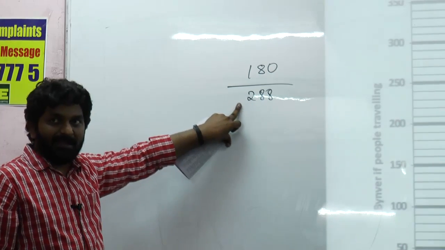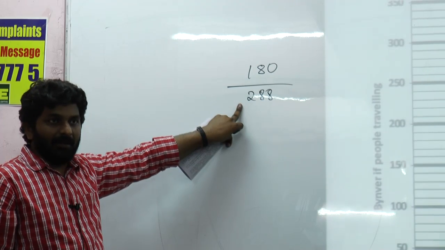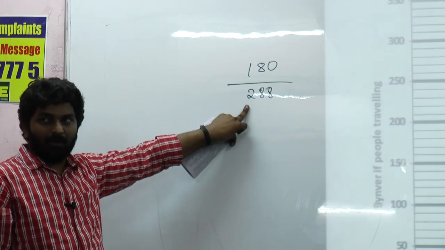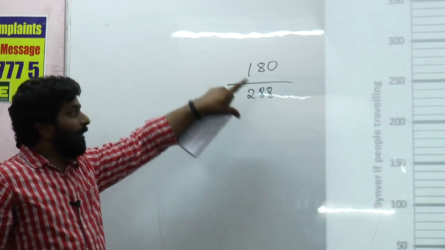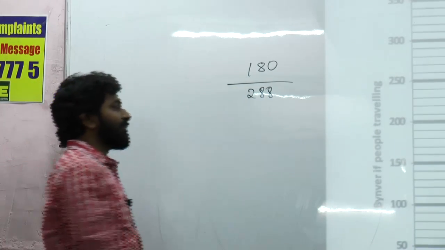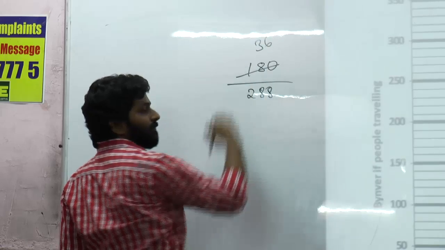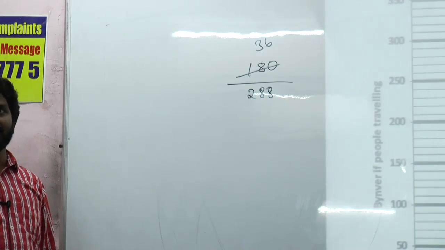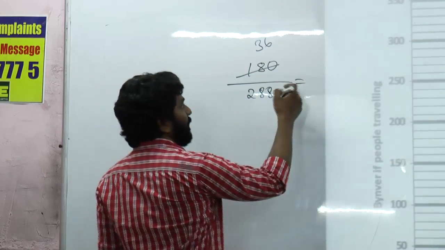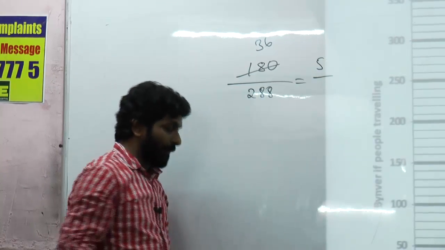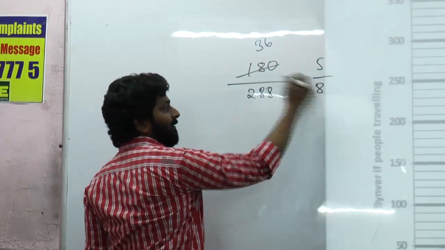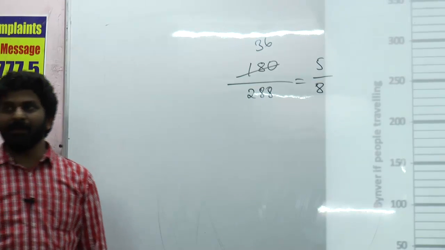Is this number divisible by 3? But is this number divisible by 30? No. So it should be 5 multiple. After dividing this number with some number, you should get 5. So division with 36. 36 10 times 360. 36 5 times 180. Now this is 5. 8 times of 36, 288. 5 by 8, ratio 5:8.